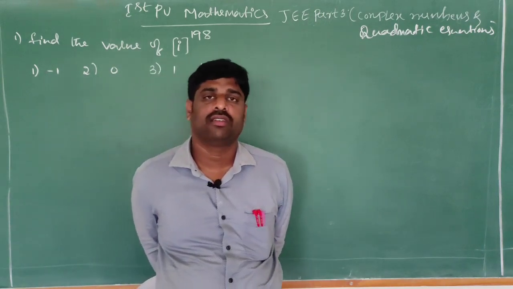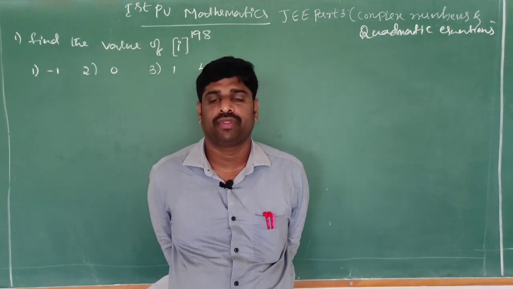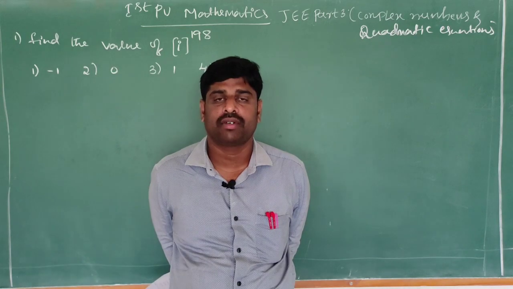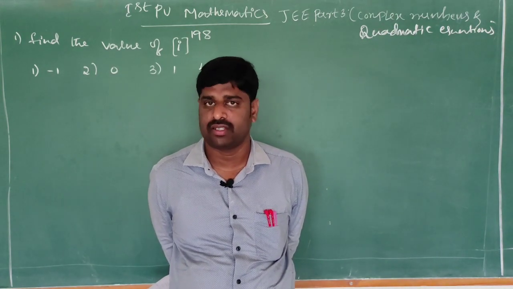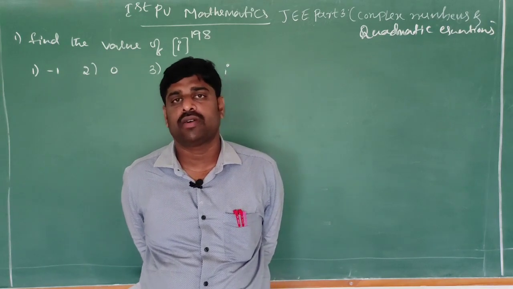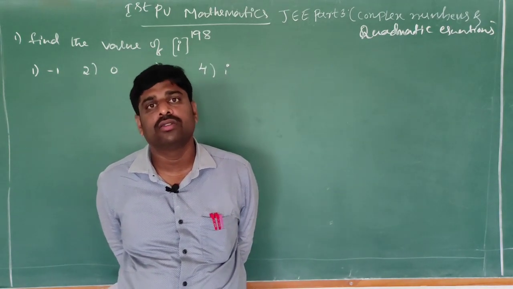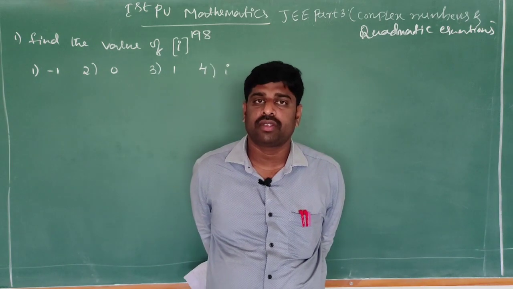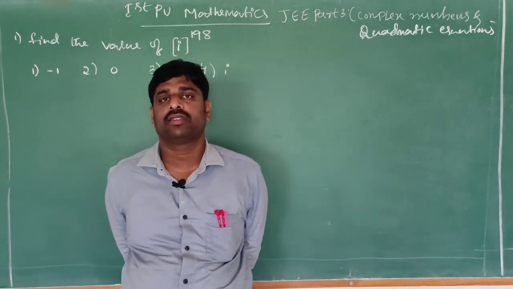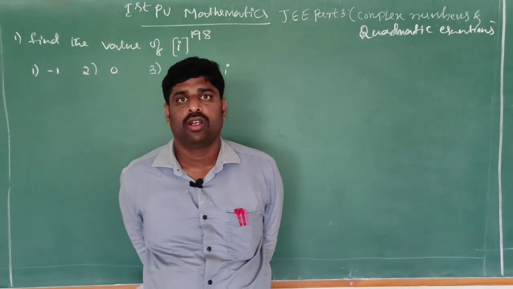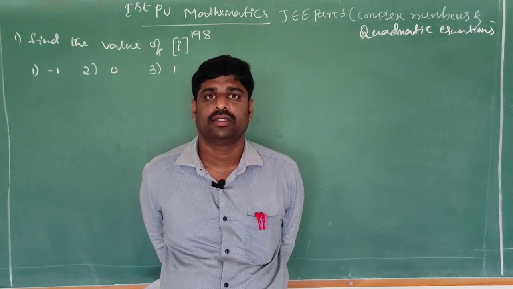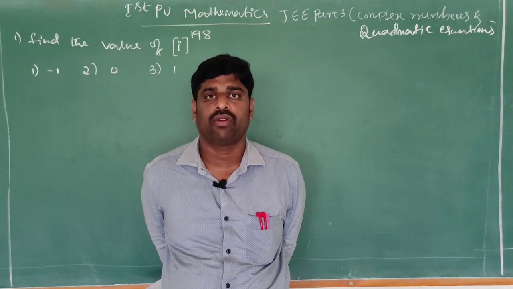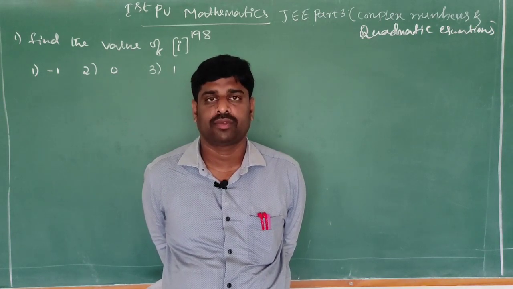In the last session, we discussed the synopsis of complex numbers and the synopsis of quadratic equations. Synopsis of complex numbers is one part, synopsis of quadratic equations is another part. We discussed in two parts. In this session, we have to discuss objective bits of complex numbers.